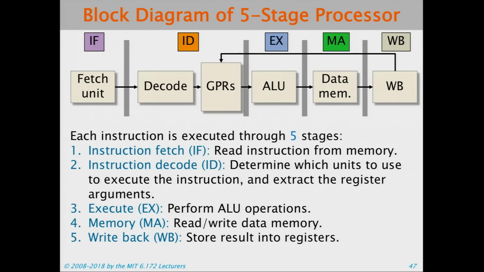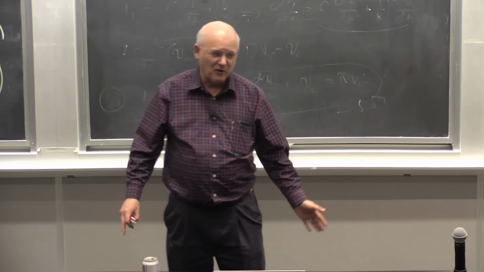So here's a block diagram of the 5-stage processor. We read the instruction from memory in the instruction fetch cycle, then we decode it. Basically, it takes a look at what is the opcode, what are the addressing modes, et cetera, and figures out what it actually has to do, then actually performs the ALU operations, and then it reads and writes the data memory, and then it writes back the results into registers. That's typically a common way that these things go for a 5-stage processor. By the way, this is vastly oversimplified.